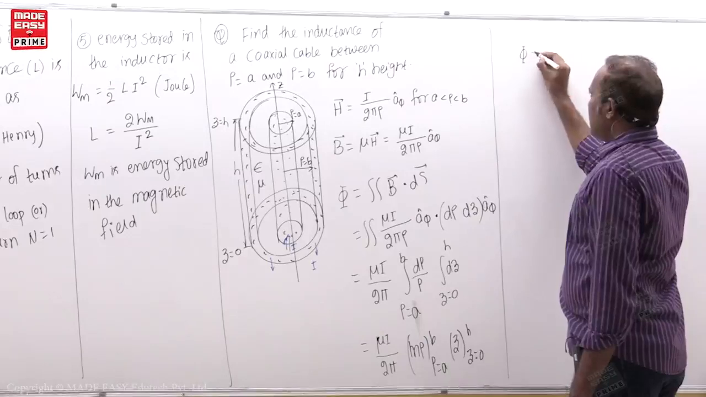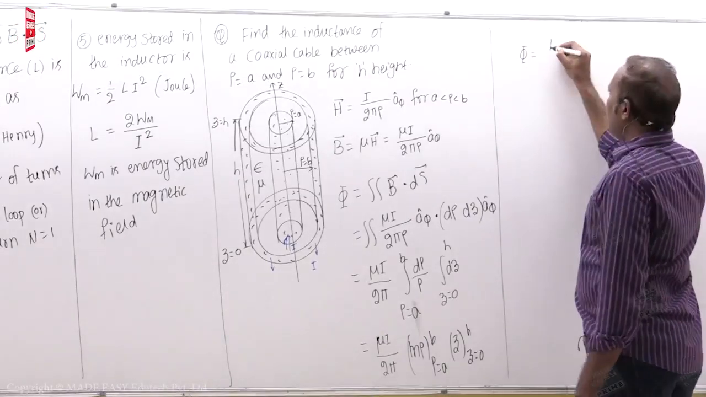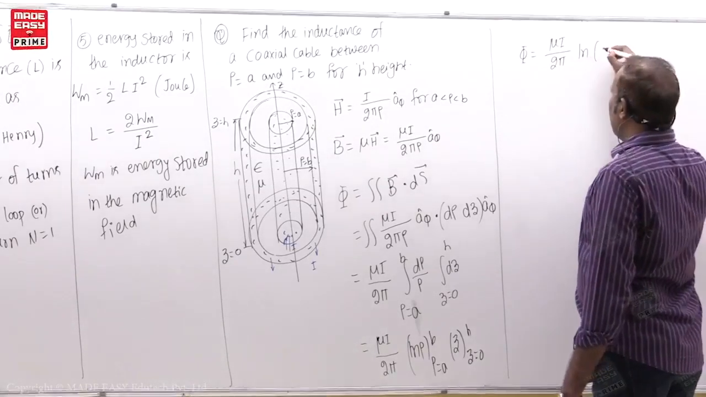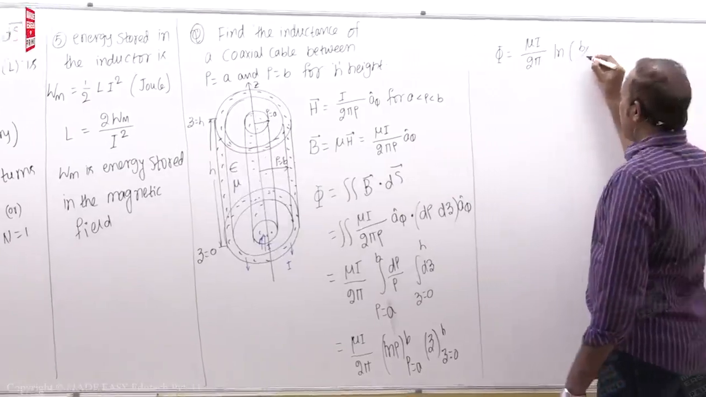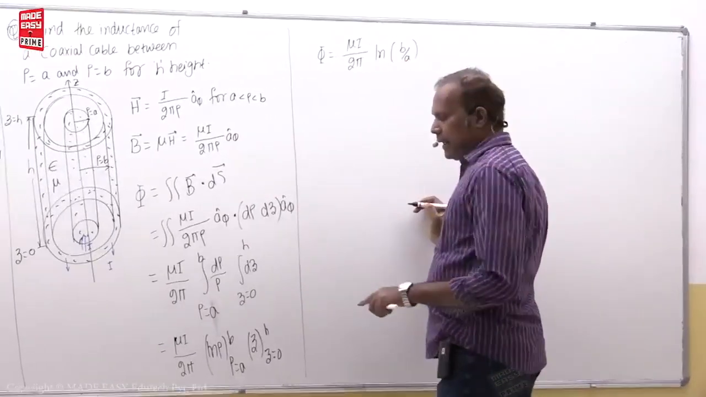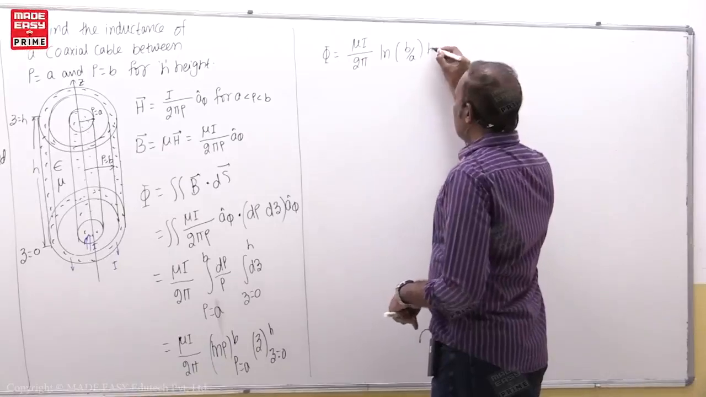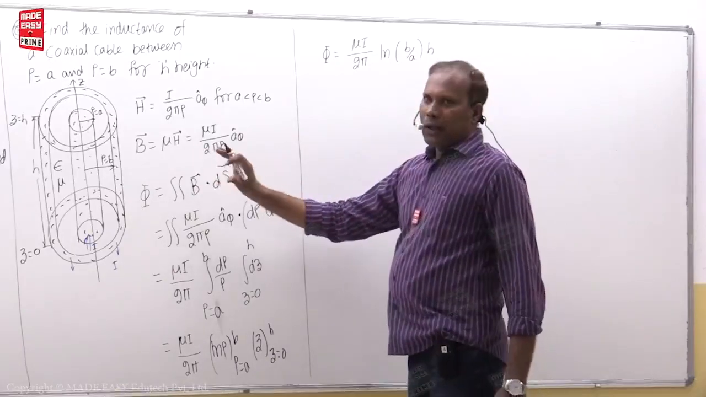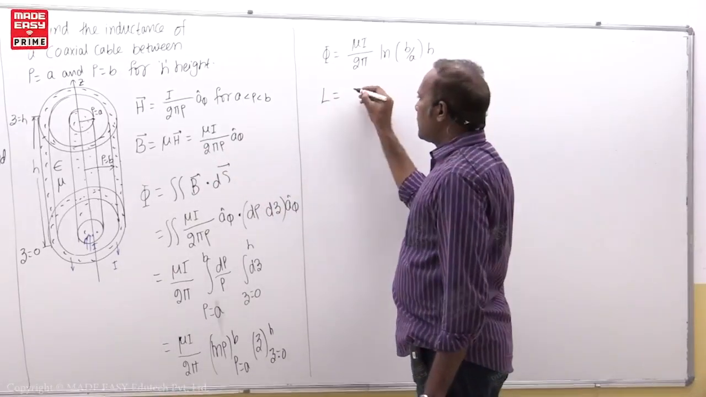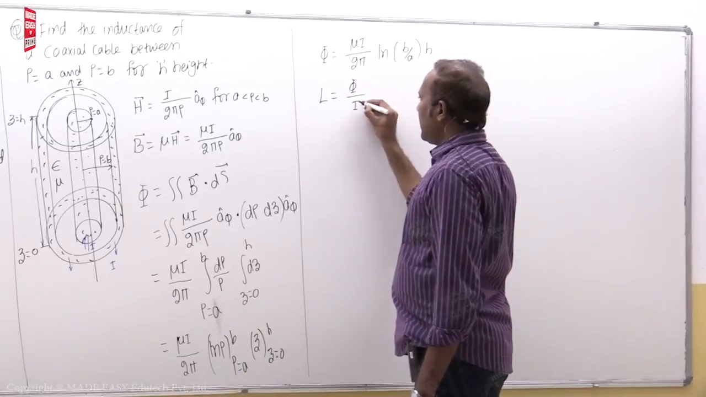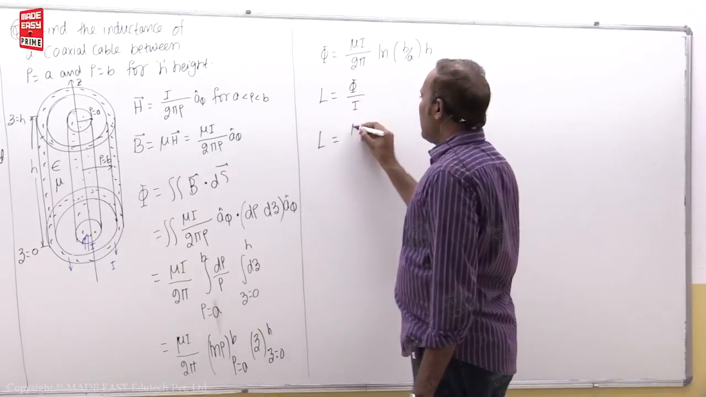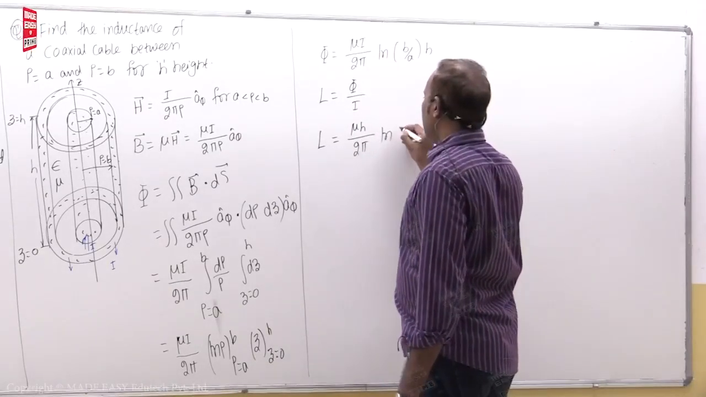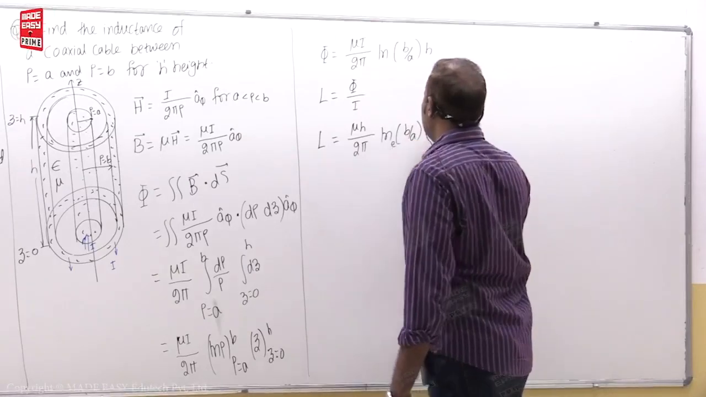Now here the magnetic flux is equal to mu into I divided by 2 pi, ln B minus ln A, that becomes ln B by A, times h. ln means base e, log means base 10. Here there are no turns actually, N is equal to 1. So inductance is equal to magnetic flux divided by I. So inductance is equal to mu into, I cancels, so mu h divided by 2 pi ln B by A Henry.